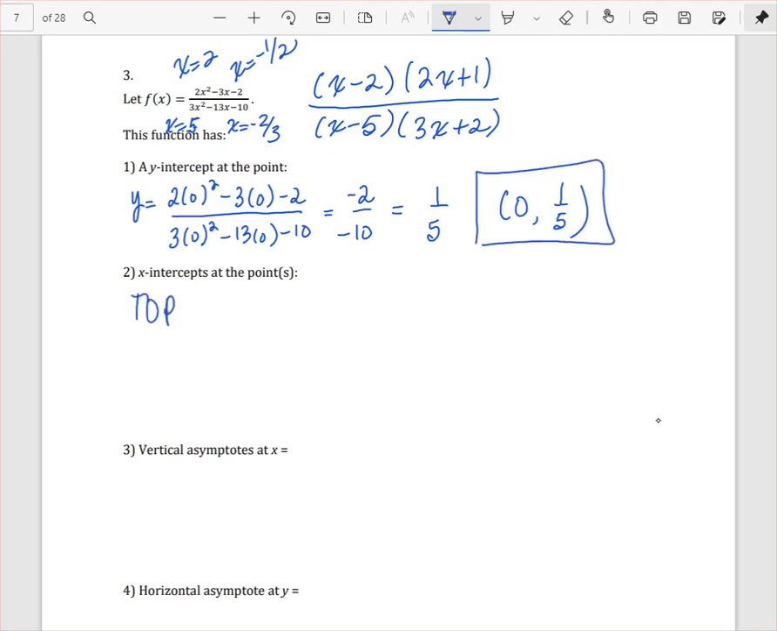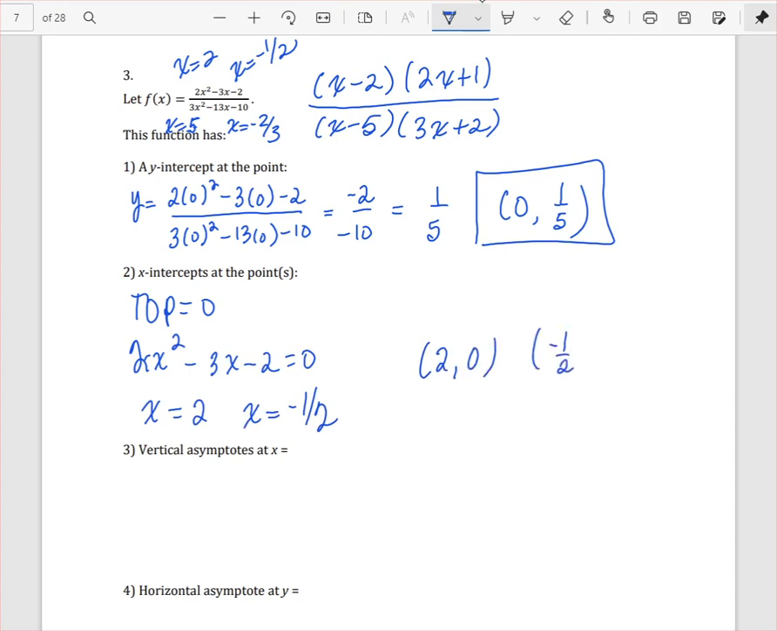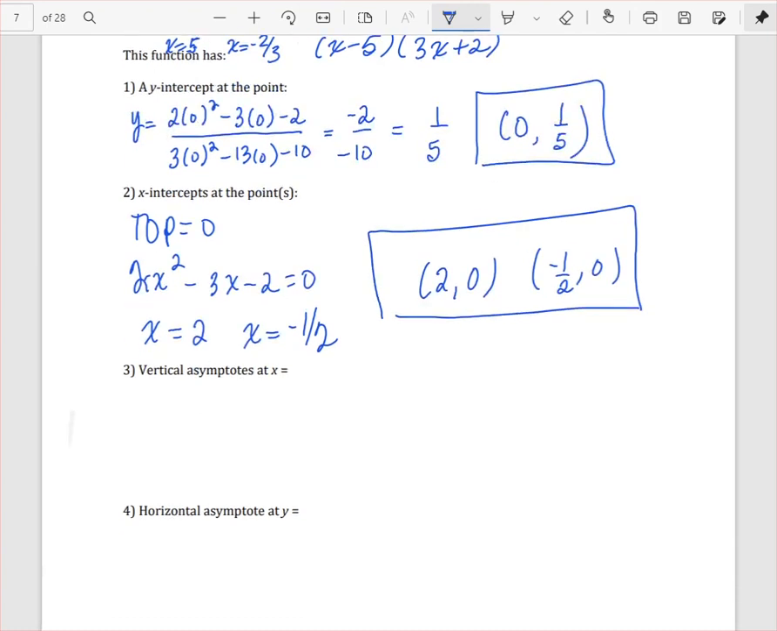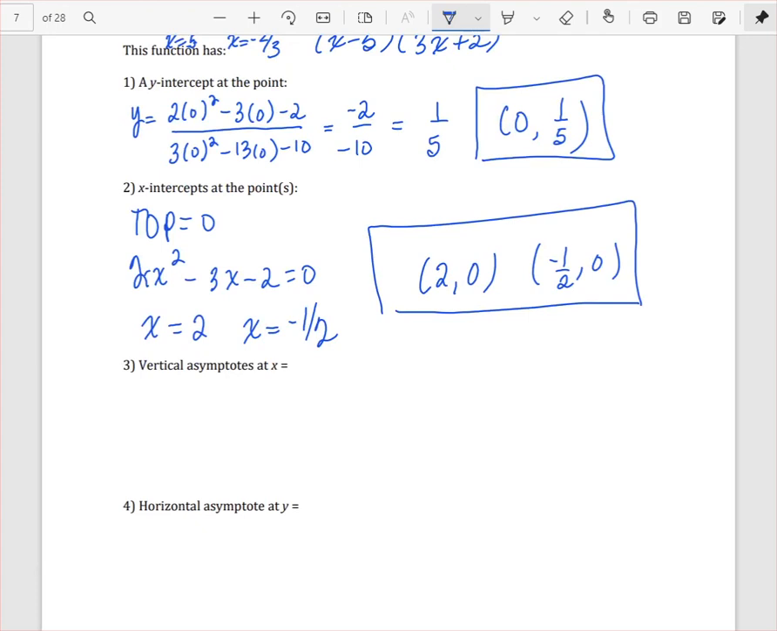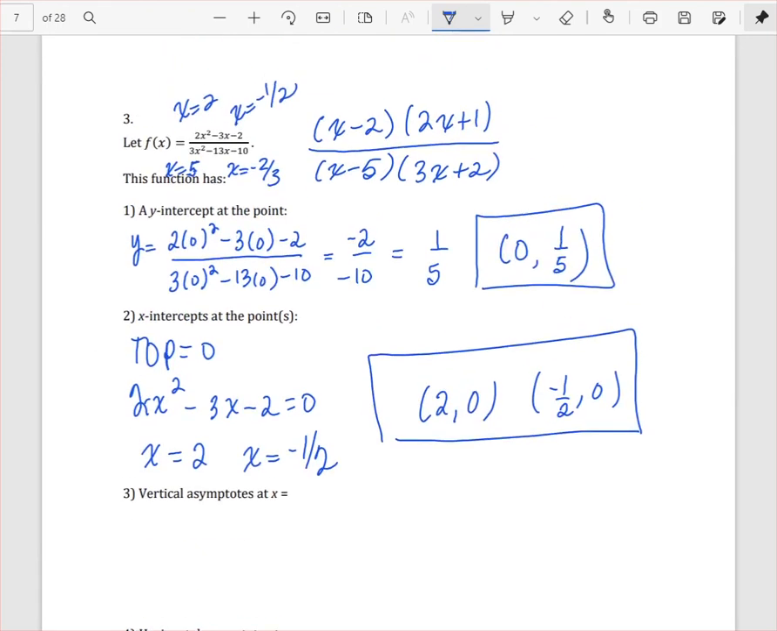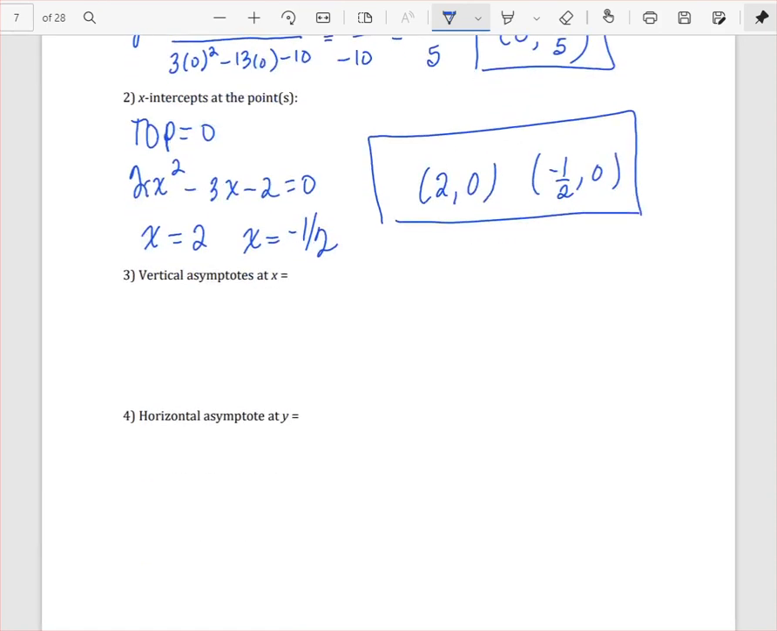The x-intercepts come from the top, so they come from solving 2x squared minus 3x minus 2 equals 0, and we already have the answers from the factoring that we did. So I know that these are going to be the answers. And again, I cannot say this enough, I think the notes are wrong on these, so you want to fix them either on the side or copy them again, because I think I made a mistake on the actual notes when I was doing the factoring.